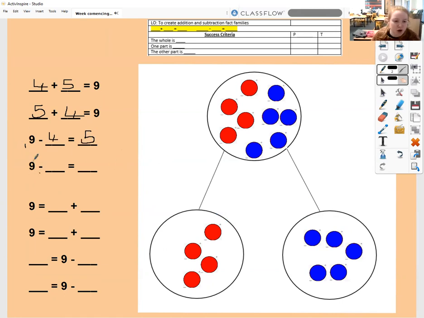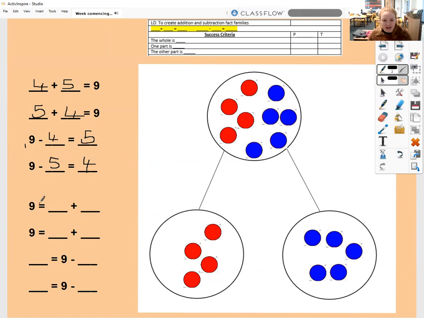So again, it's a subtraction number sentence and we are starting with the whole before the subtraction symbol. So 9 subtract. So last time we did 9 subtract off this part. So this time we're going to do 9 subtract this part. So 9 subtract 1, 2, 3, 4, 5 equals our remaining part, which is 4. 1, 2, 3, 4.